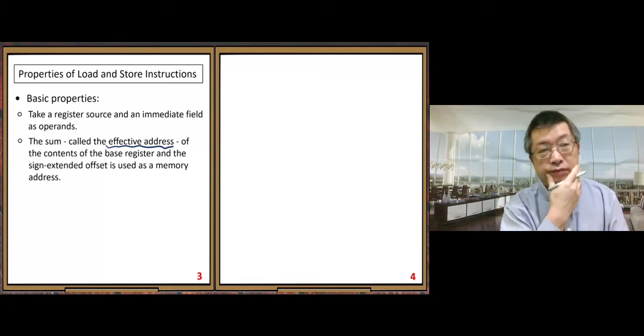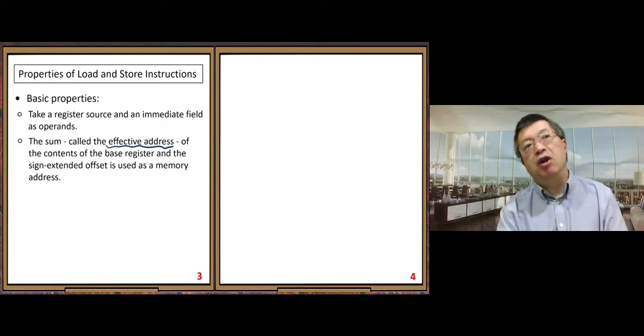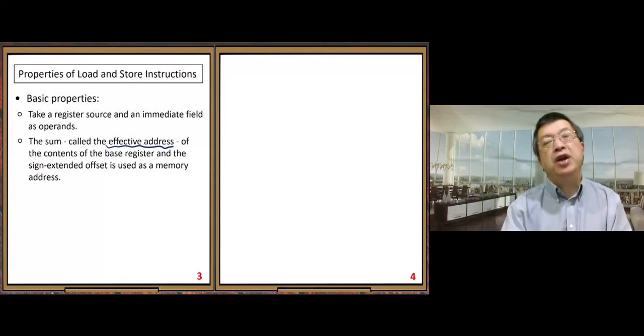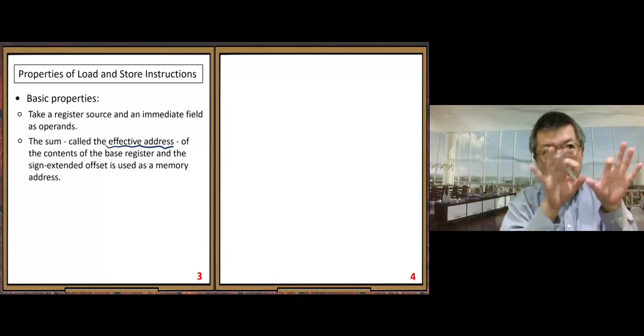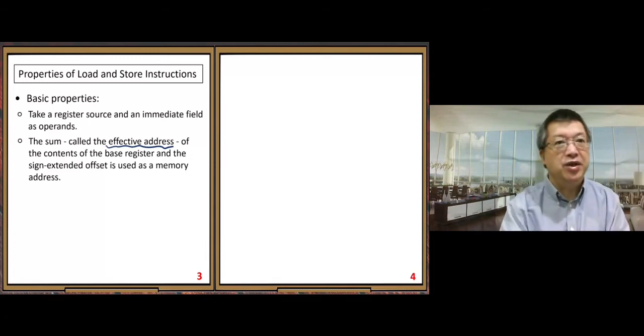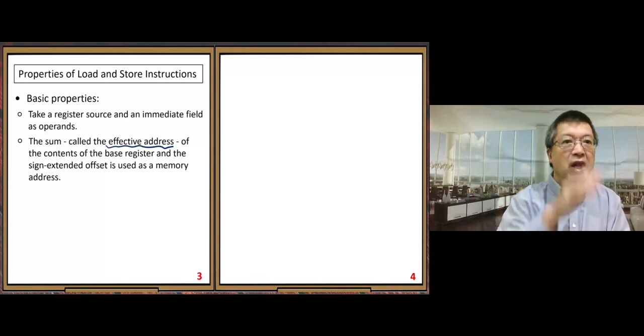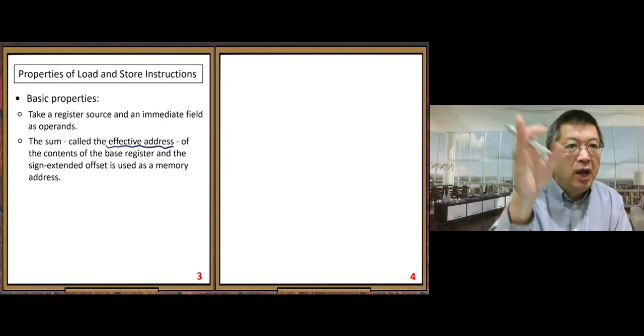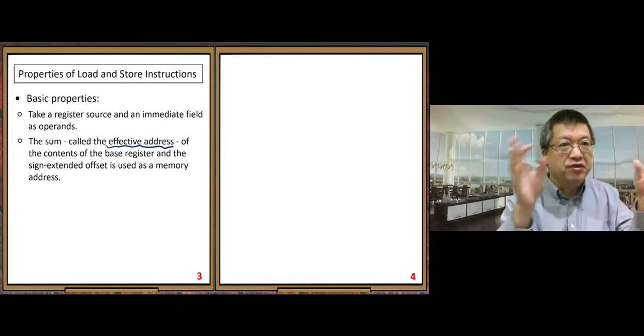comprehension questions or quiz questions, probably comprehension questions, I used this term, effective address. So I put in the parentheses, the actual address. After you add those two numbers, you get the effective address: the sum of the contents of the base register and the sign extended offset.